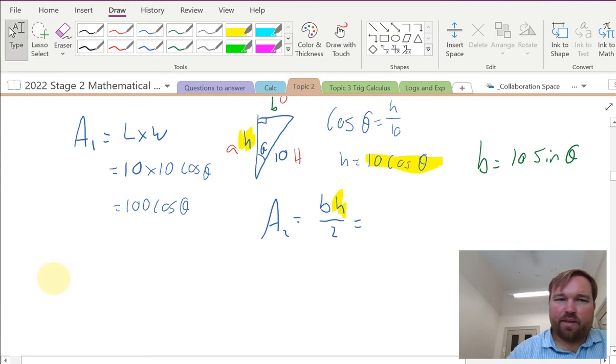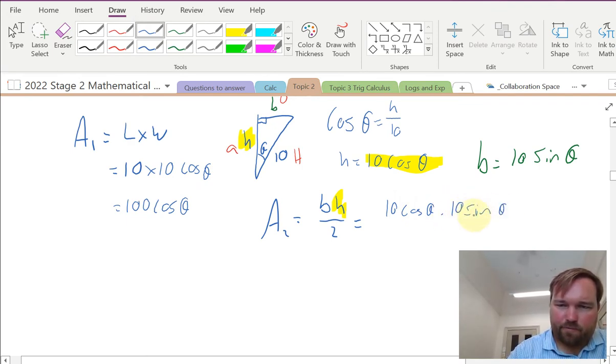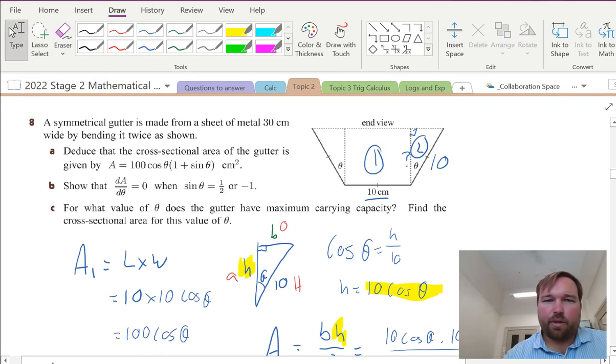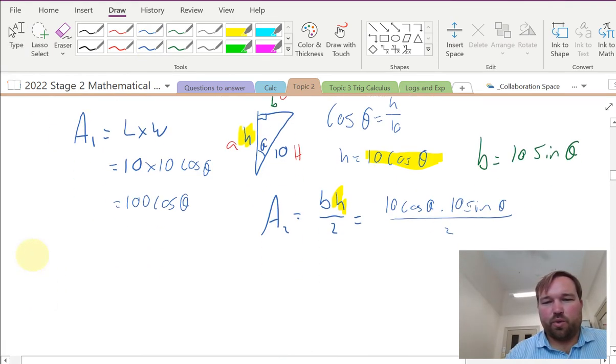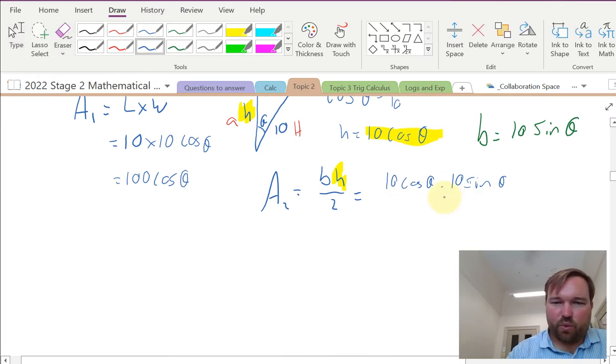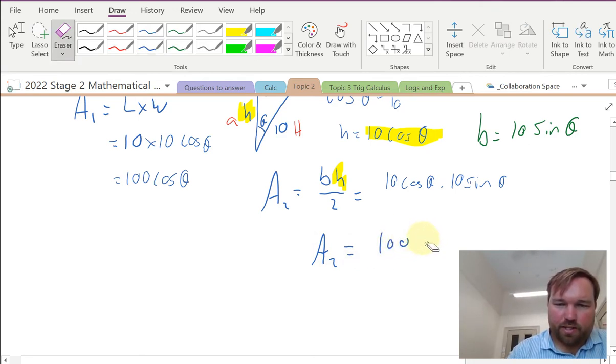So therefore, the area is going to be 10 cos theta multiplied by 10 sine theta over 2. Now, because shape 2 is really 2 halves of a triangle, we're going to multiply it by 2 and therefore really get rid of this 2. And therefore, the area for the 2 triangle portions is going to be 100 cos theta sine theta.